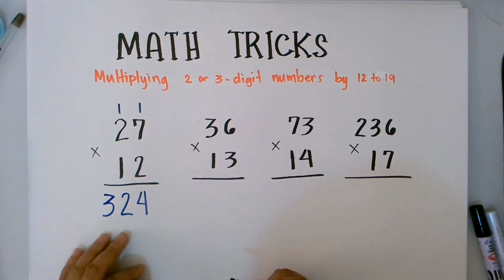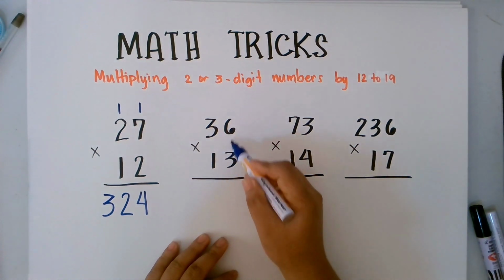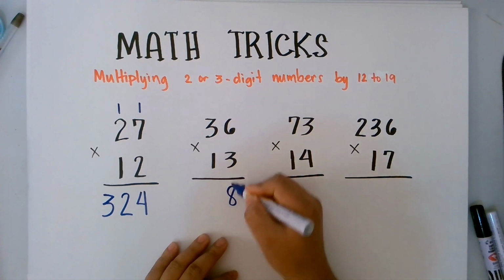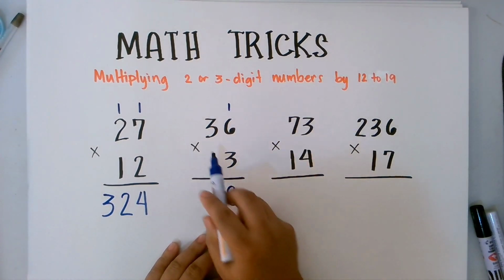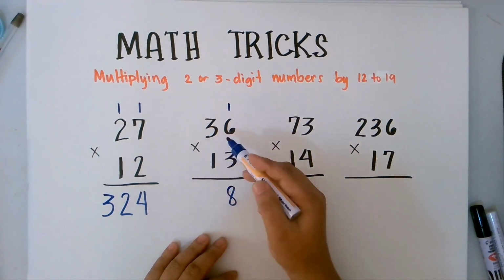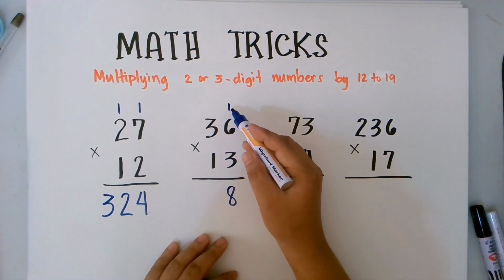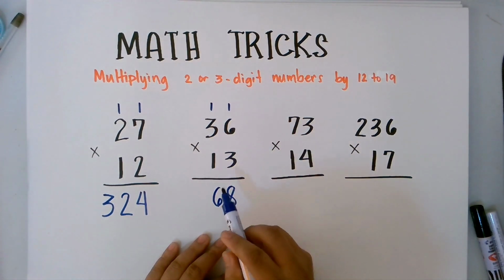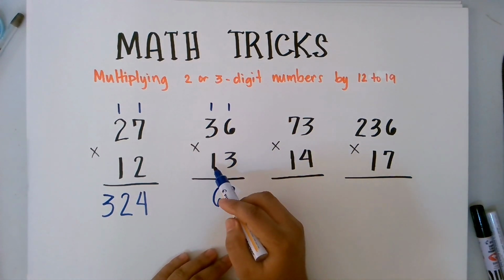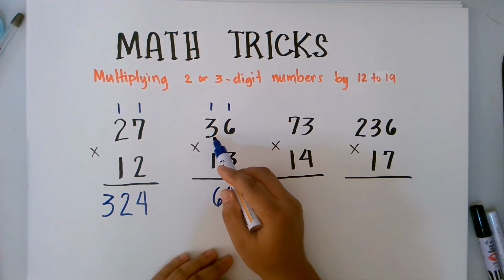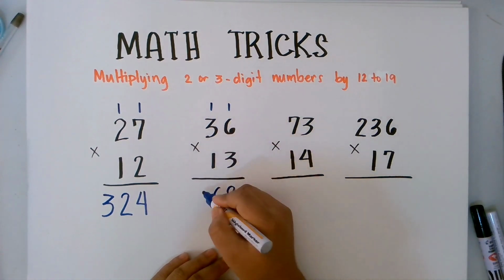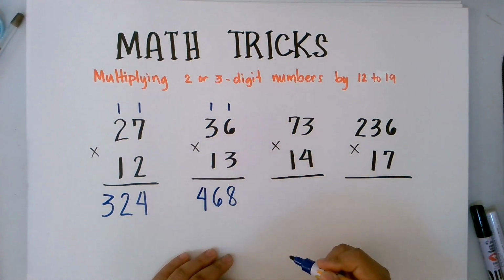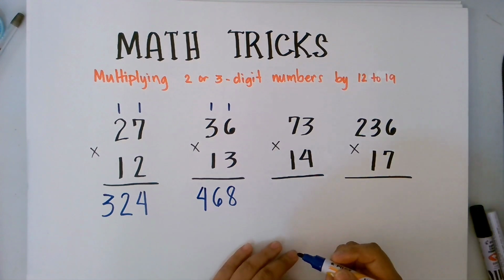Okay, so let's try another example. We have 36 times 13. So 3 times 6 is 18, carry 1. 3 times 3 is 9, plus 6, 15, plus 1, 16, carry 1. Okay, and then 1 times 3, 3, plus 1, 4. And you have 468. Okay, dali lang, di ba?